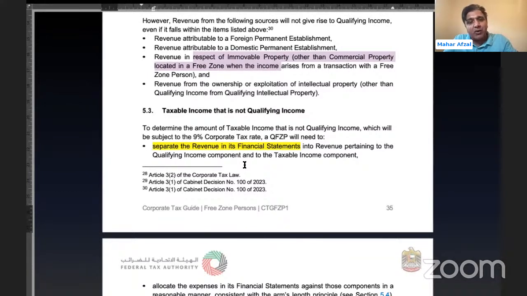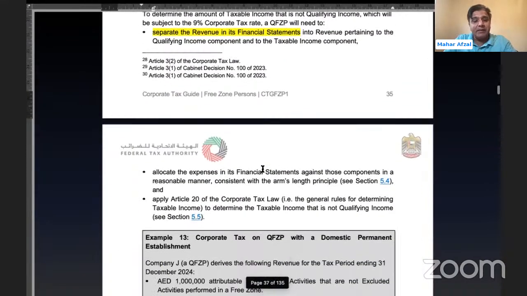Once you are creating the code, you can classify, okay, this income is straightforward subject to tax at 9%. This is exempt income. This is non-qualifying income. This is the qualifying income. Because in case your audit is being opened tomorrow, down the line, 4, 5, 6, 7, after 10 years, you will have to provide this information to the federal tax authority. So you are not liable to maintain a separate financial, but you need to classify the income in your financial.